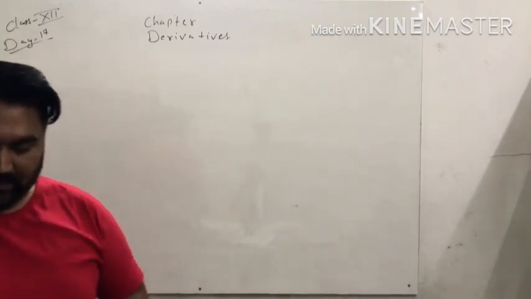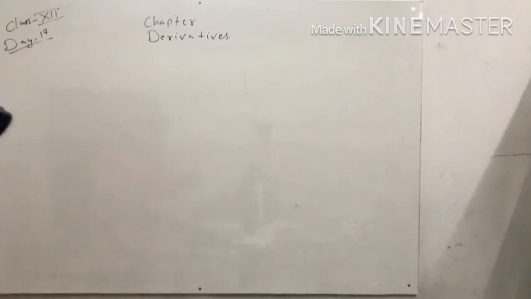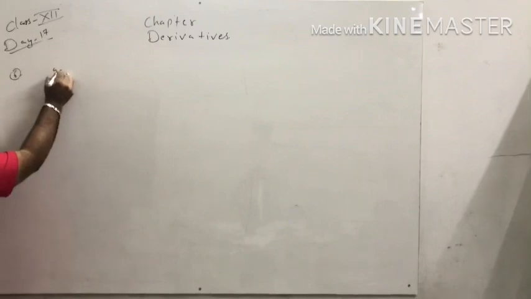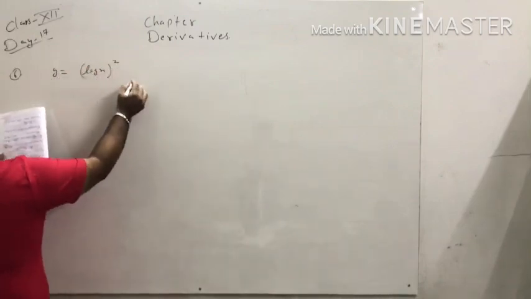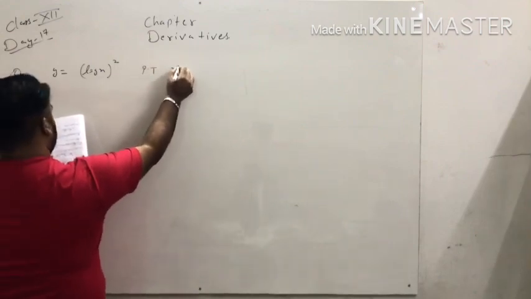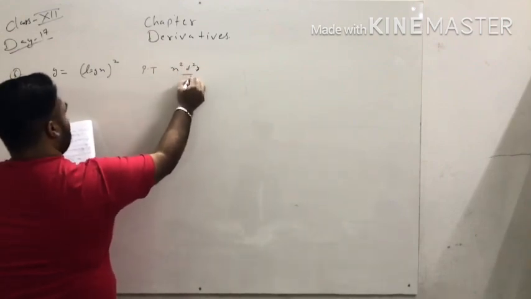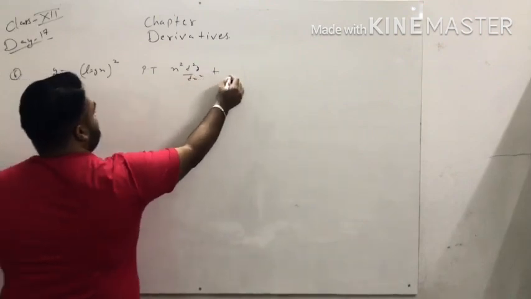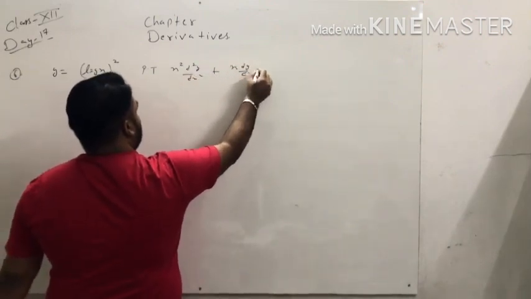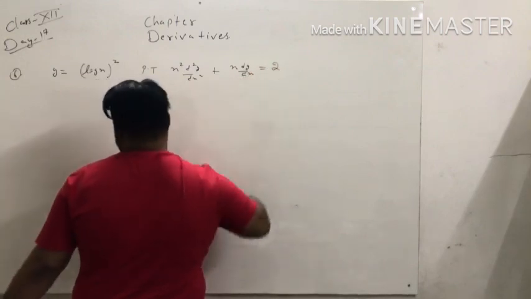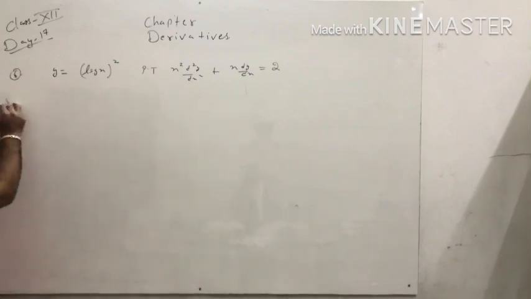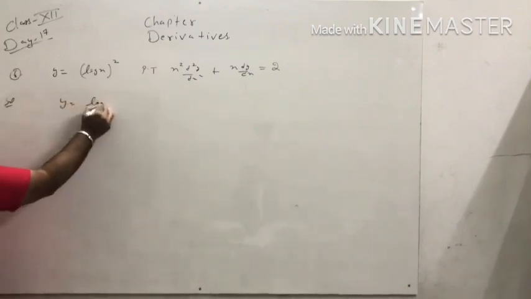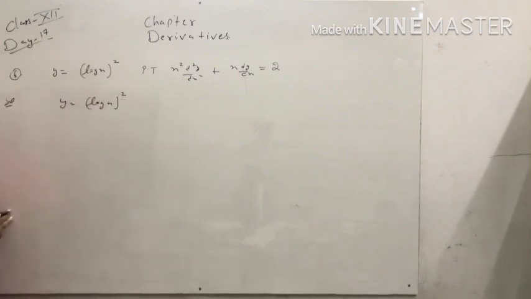The last question. So the last question is y equals to (log x) whole square. Prove that x square d square y upon dx square plus x dy/dx equals to 2. So the question is y equals to (log x) whole square.